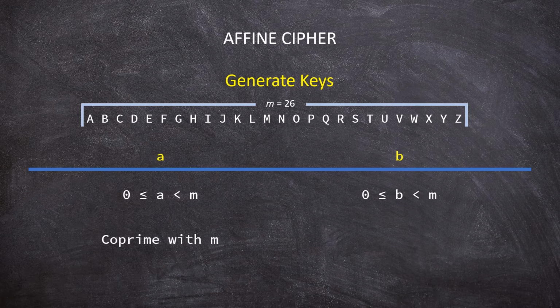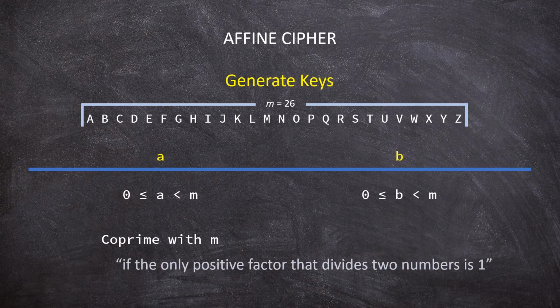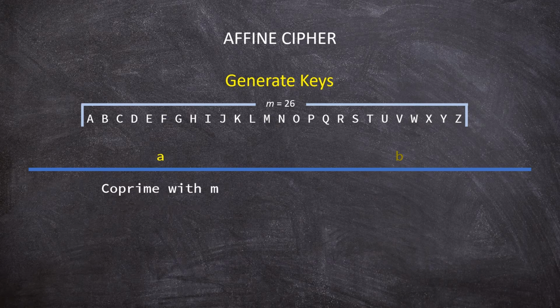The number you choose needs to be co-prime with the length of the alphabet. Numbers are co-prime when they only share a common factor of 1. We can see how to work this out by first determining the common factors for the value m, which for the example of m equals 26 are 1, 2, 13, and 26.